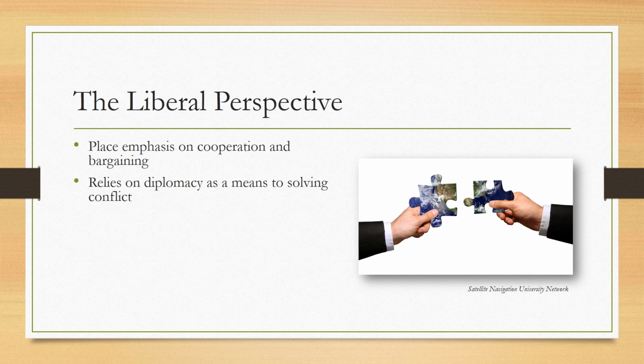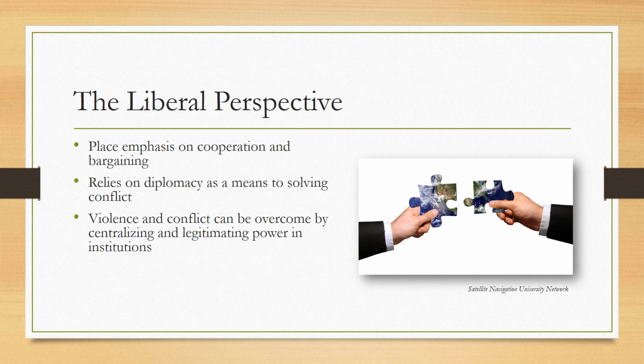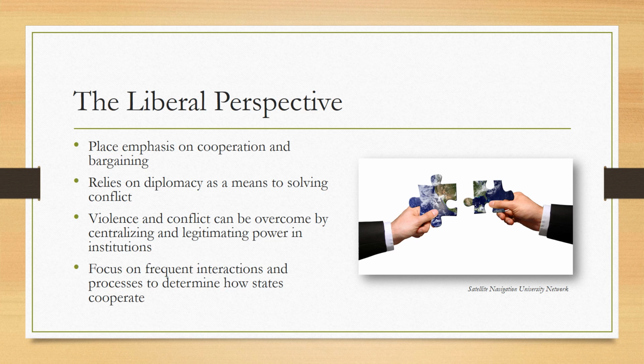Liberals believe that violence and conflict can be overcome by centralizing and legitimating power in institutions. They focus on frequent interactions and processes to determine how actors will cooperate. Let us now examine the key concepts of the liberal perspective.